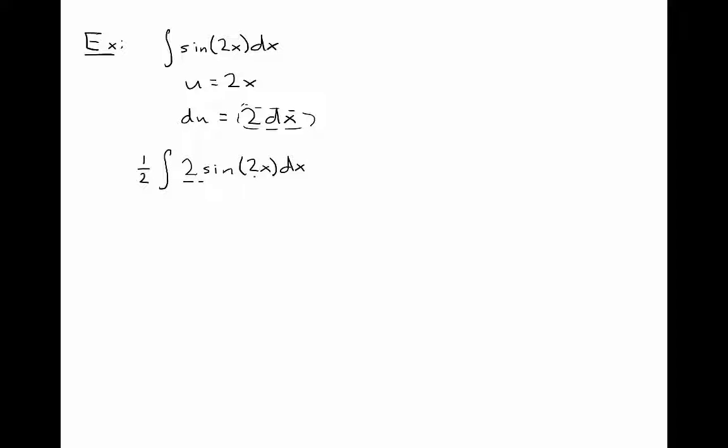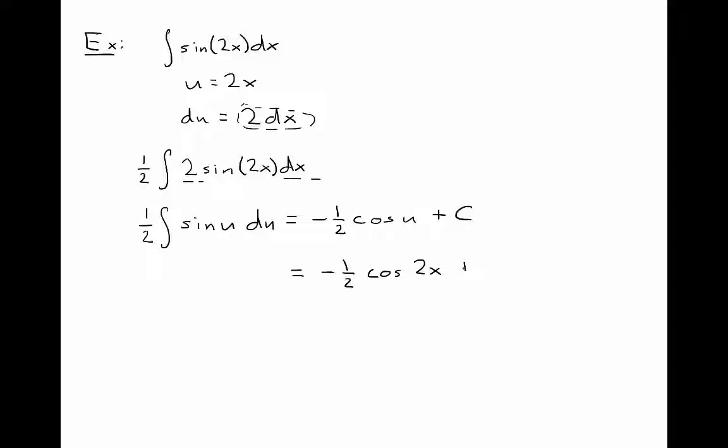Okay, so now we have our 2 dx, so we can do our substitution. So we have 1/2 our integral sine of u and our 2 dx, so that's du. Great, so now we can do our integral, and the integral of sine is minus cosine plus c, because we're doing indefinite integrals. All right, let's replace our u with our 2x. Okay, and that's it.